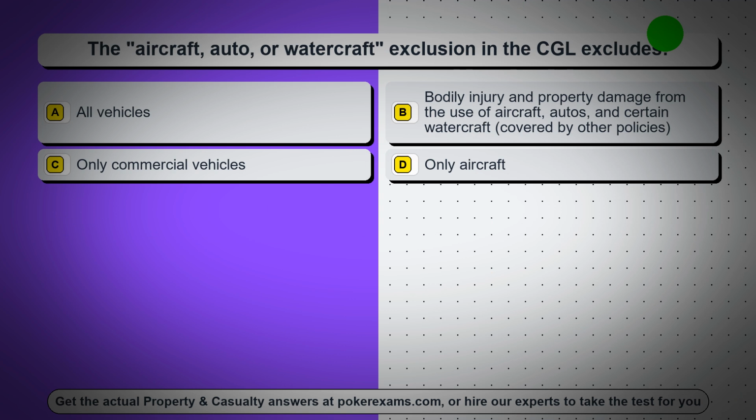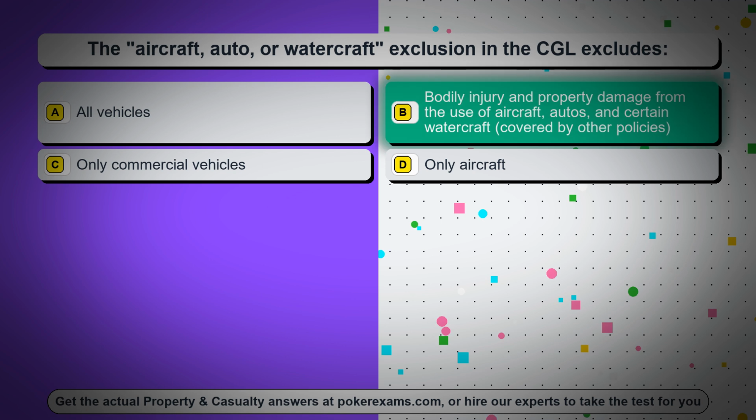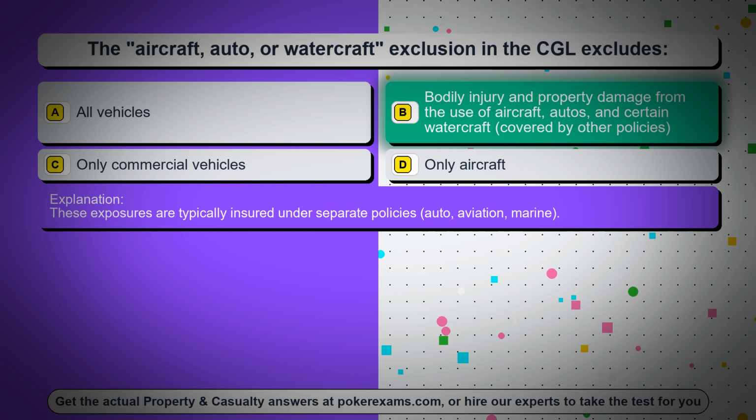Question 50. The aircraft, auto, or watercraft exclusion in the CGL excludes. Option A, all vehicles. Option B, bodily injury and property damage from the use of aircraft, autos, and certain watercraft, covered by other policies. Option C, only commercial vehicles. Option D, only aircraft. The correct answer is option B, bodily injury and property damage from the use of aircraft, autos, and certain watercraft, covered by other policies. These exposures are typically insured under separate policies: auto, aviation, marine. Question 51.